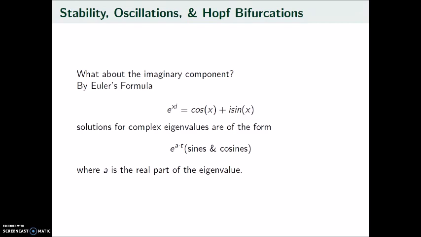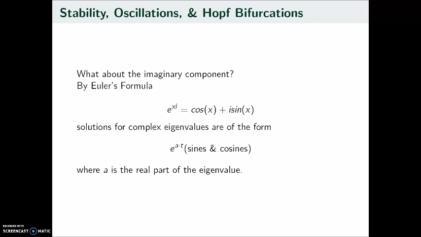Okay, so we've been sort of skirting around this imaginary component, and it's time we face it head on. So how do we make sense of an eigenvalue that is complex and has an imaginary component, right? I mean, we can't measure that. We can't measure an imaginary component in real life, can we?